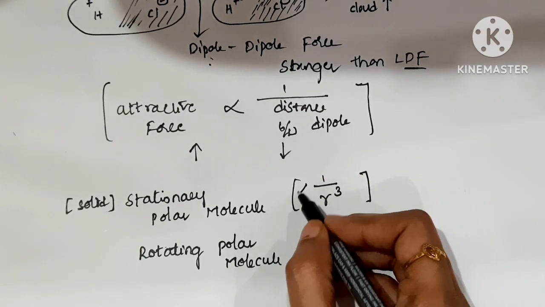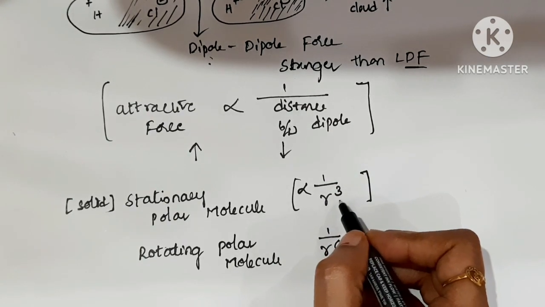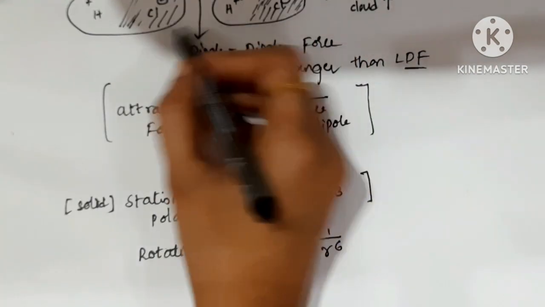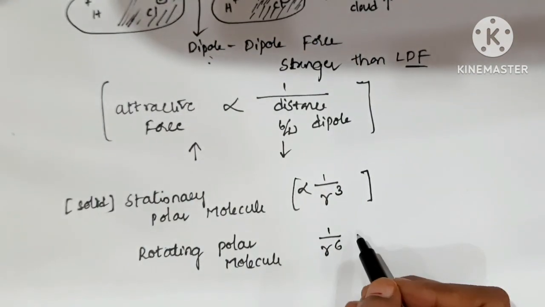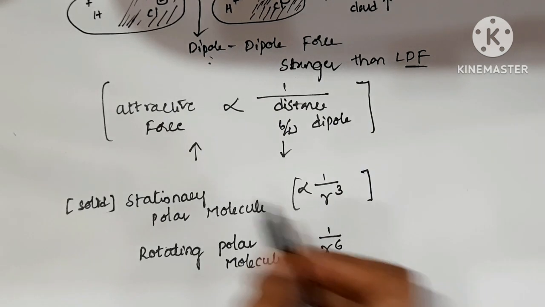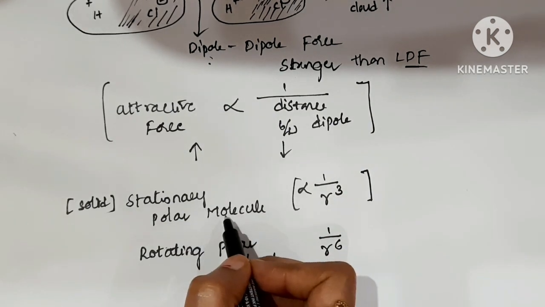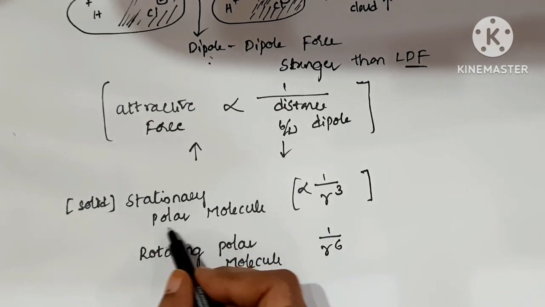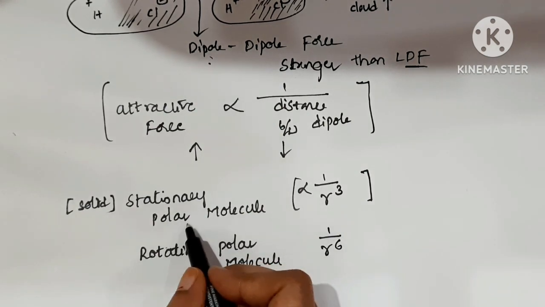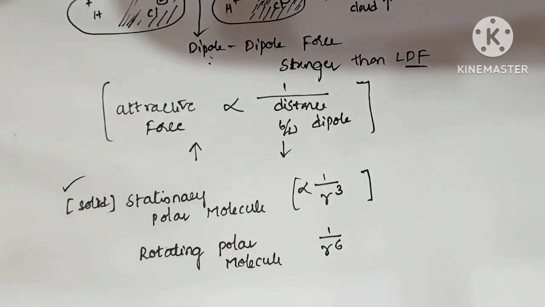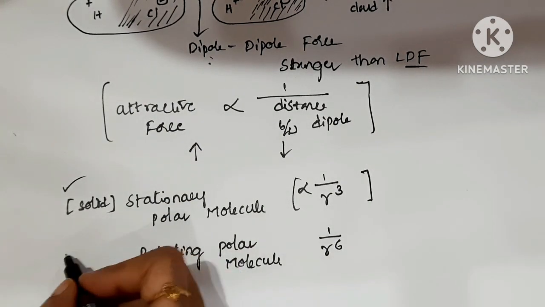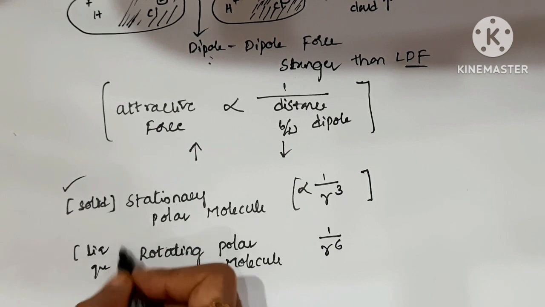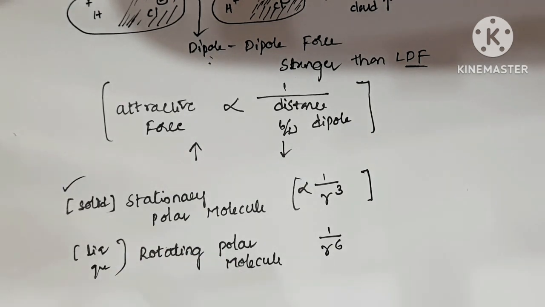Attractive force is inversely proportional to 1 by r cube. Here r means the distance between the polar molecules. Stationary polar molecules, generally dipole-dipole forces appear in polar molecules, right? Stationary polar molecule means in solid state. Rotating polar molecule means in liquid or gas, both. In these two states, the polar molecules are rotating, not rigid, not stationary.